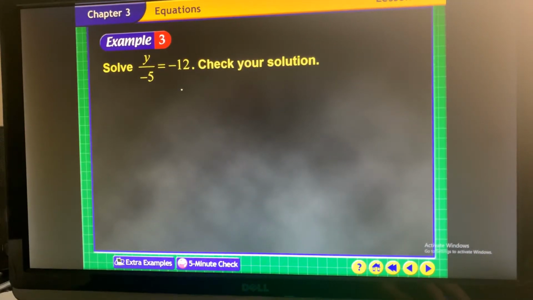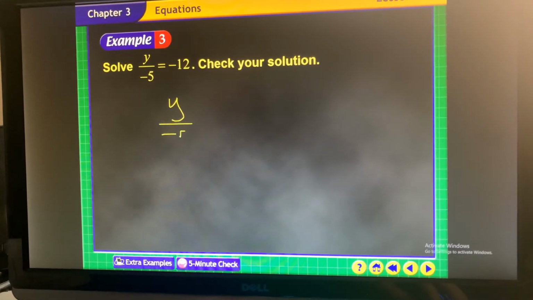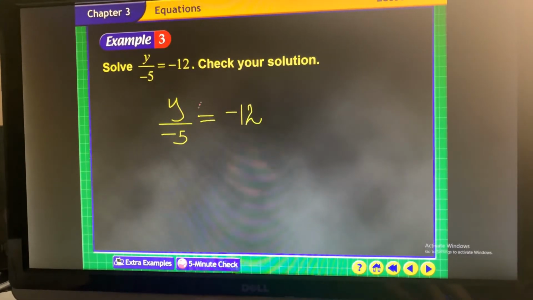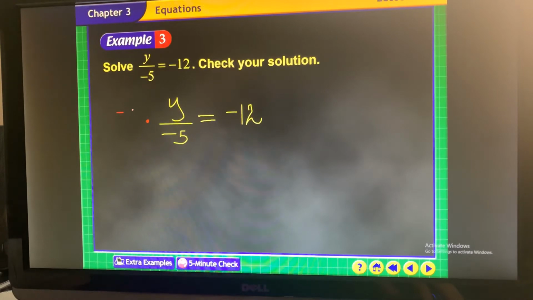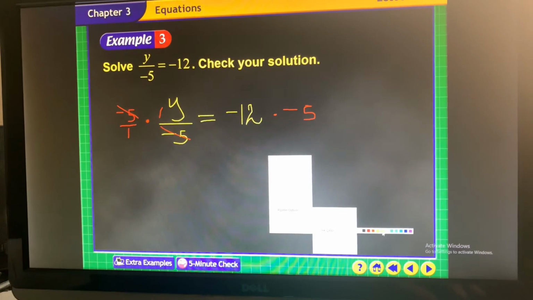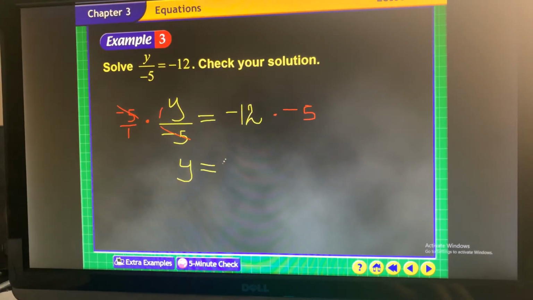All right, so that was one-step multiplication. This is one-step what? Division. Okay, how do you undo division? With the inverse operation. What's the inverse of division? Multiplication. What are you going to multiply both sides by? Whatever's in the denominator, -5. Why? Because this is really over 1 like this. So I can cross cancel right here. So this -5 would cancel this -5, and I'd be left with y. So I'm left with y equals 60.